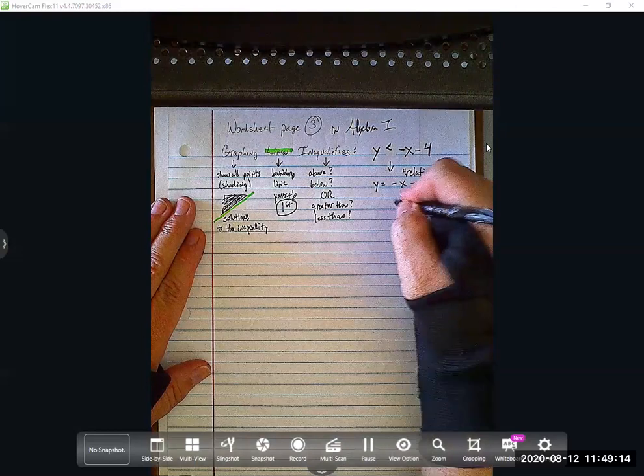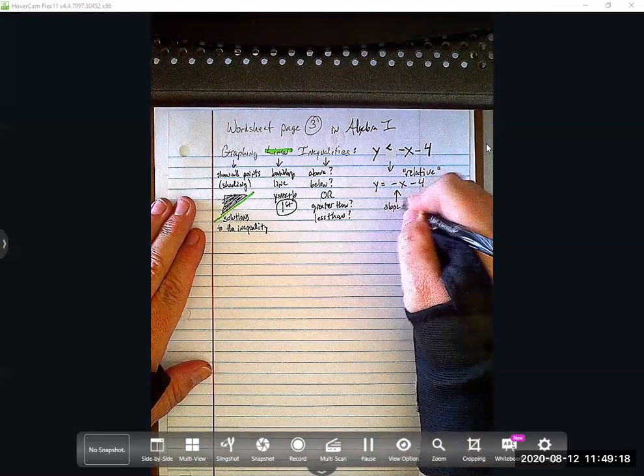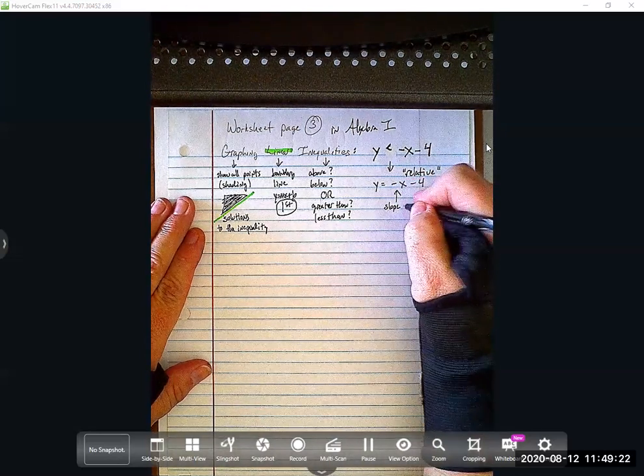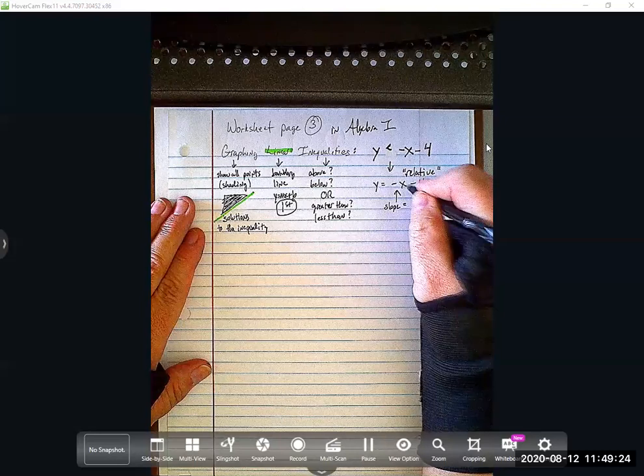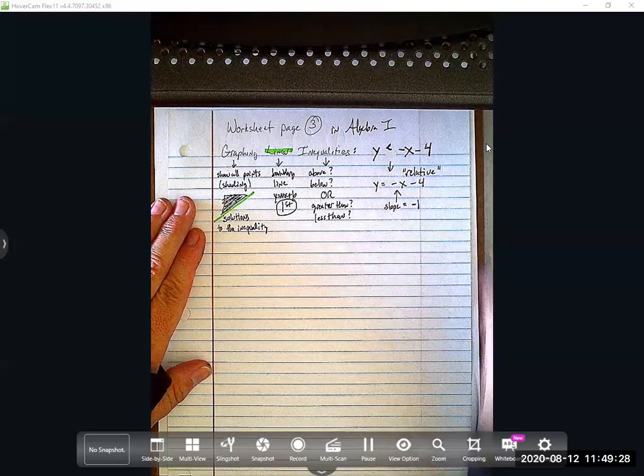So for this boundary line, the slope is always what's in front of x, and there's no number there. So we would call that a 1 because there's one x sitting there. So our slope would be negative 1.